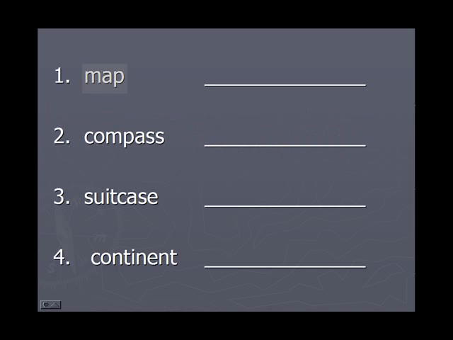Let's start with number 1. The word is map. Map has one syllable. Number 2. The word is compass. Compass has two syllables. 3. The word is suitcase. Suitcase has two syllables. 4. The word is continent. Continent has 3 syllables.